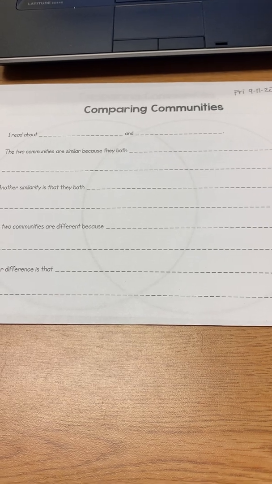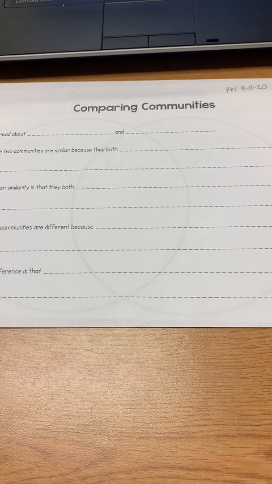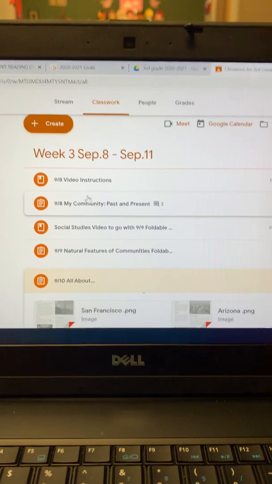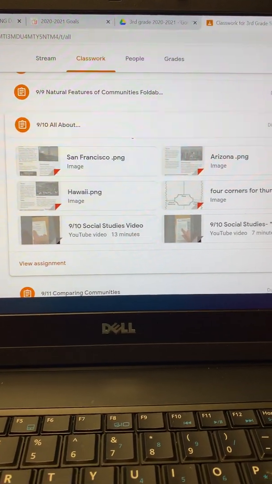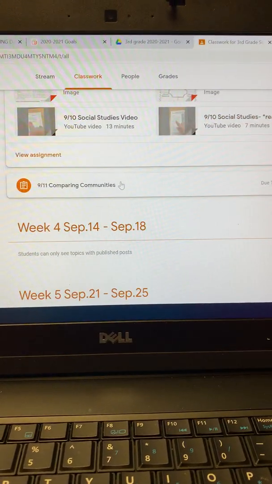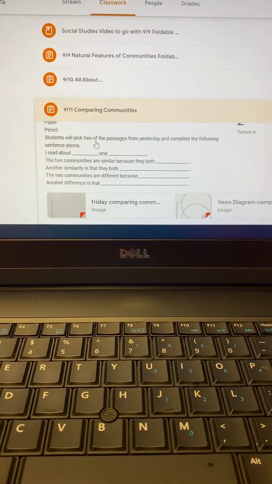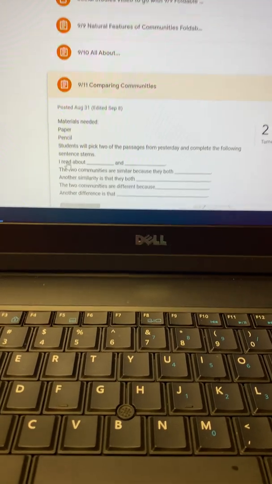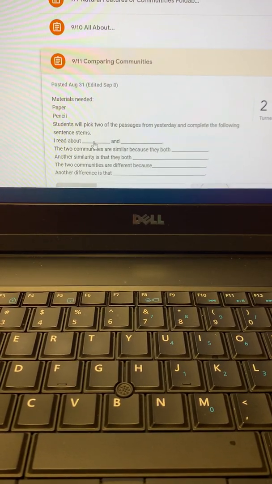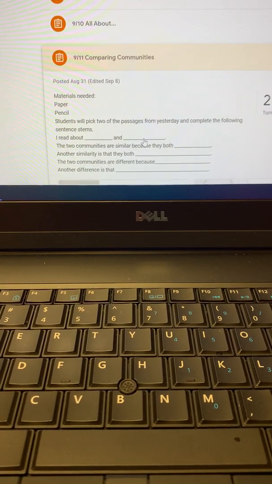So now I'm going to go to the classwork for today. I'm going to look here, and this was from 9/10. That's where I got the passages. And I am going to go to 9/11, comparing communities. And the questions have been posted here. It says sentence stems. I read about, so right here you would put Honolulu and Phoenix.